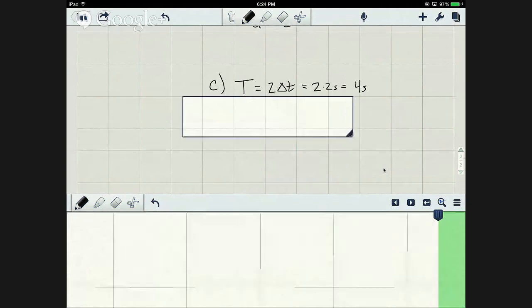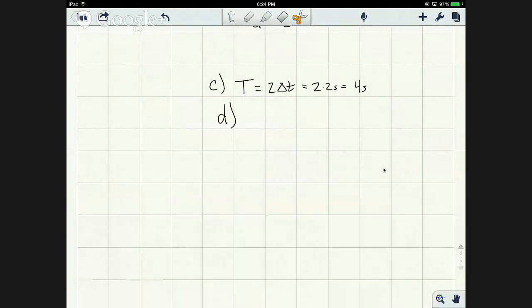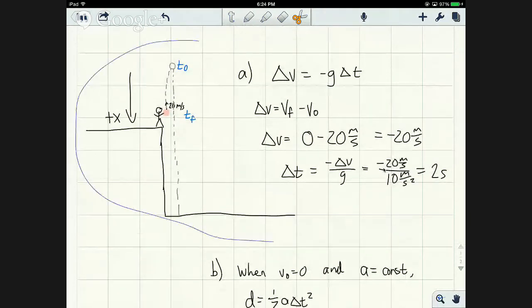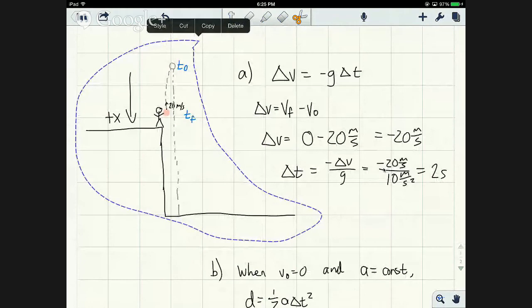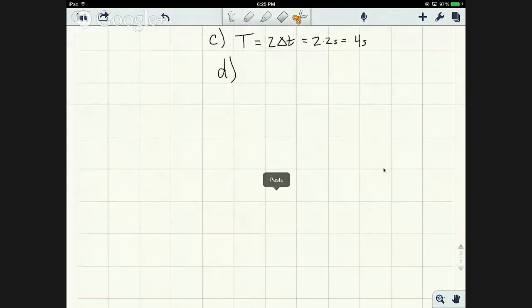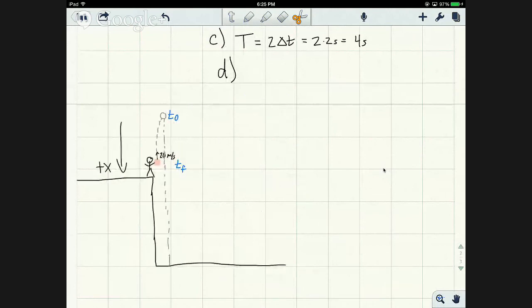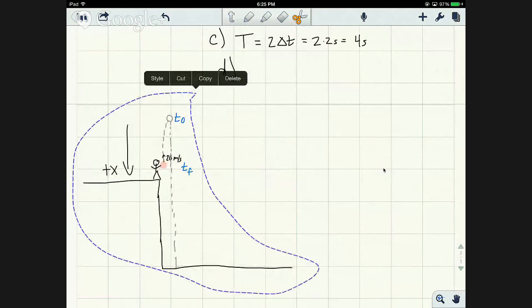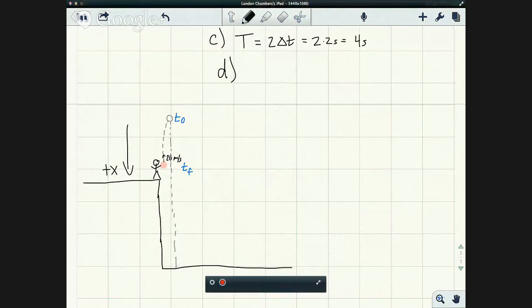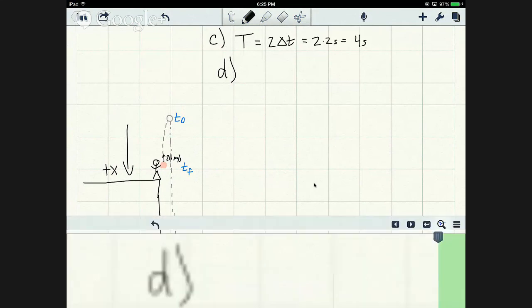Part D. Let's get our picture back. I'm tired of not working with it, to be honest. Let's bring it down. Copy. Let's paste it down here. There it is. Okay. So D is, what is the velocity of the ball at this time? So at the time T, what's the velocity of the ball?